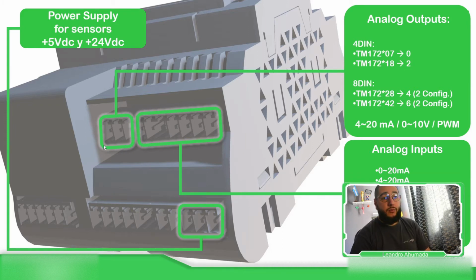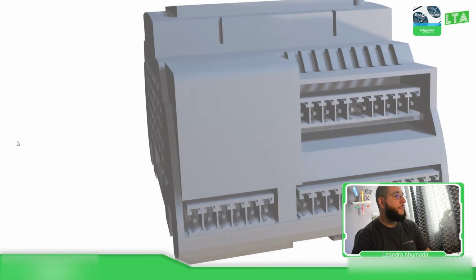One advantage of this controller is that at the bottom you can see we have the possibility to use a power supply. This provides power supply energy to sensors at 5 and 24 volts DC, which is good, so you don't need to use an external power supply.